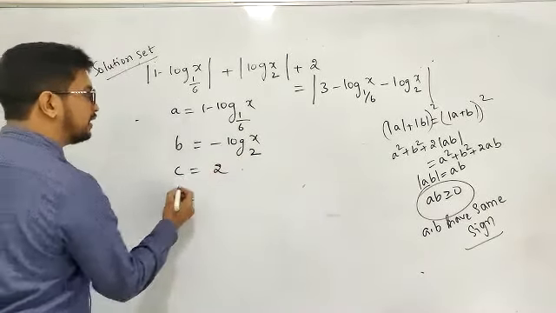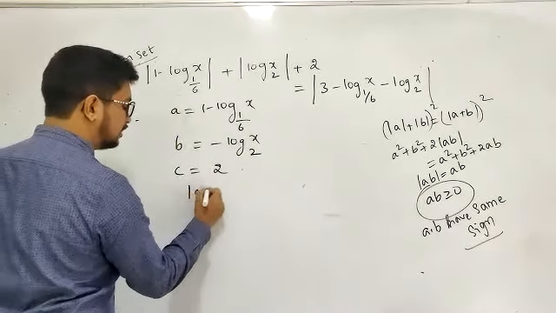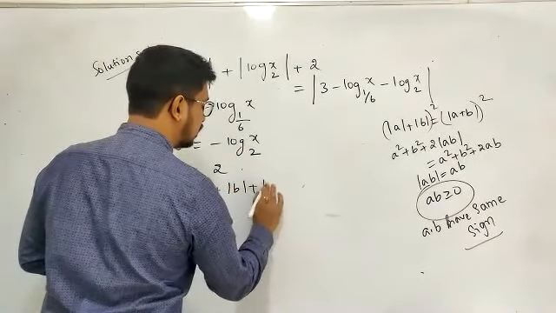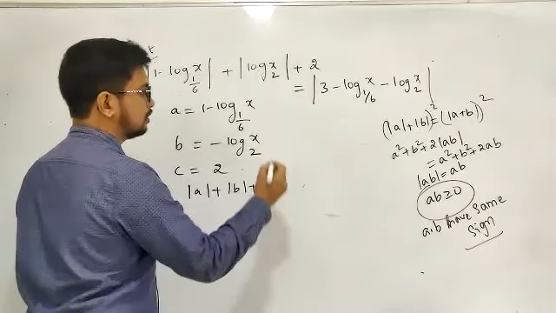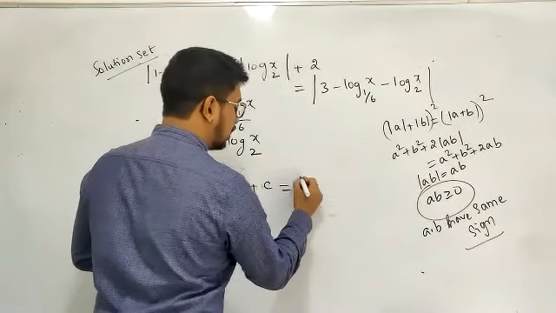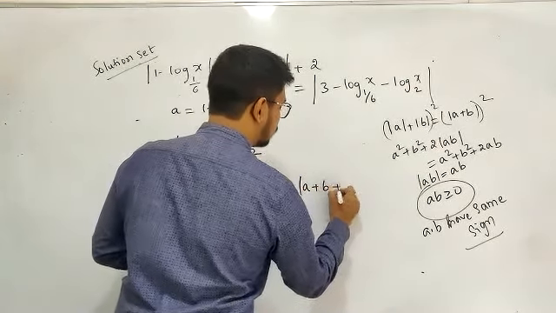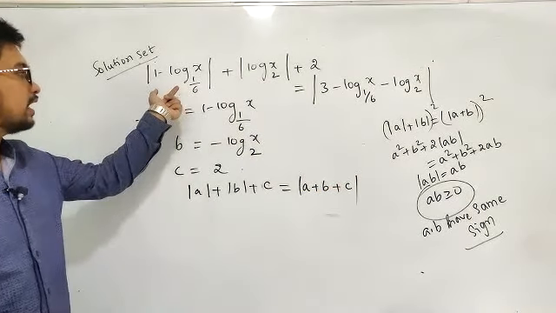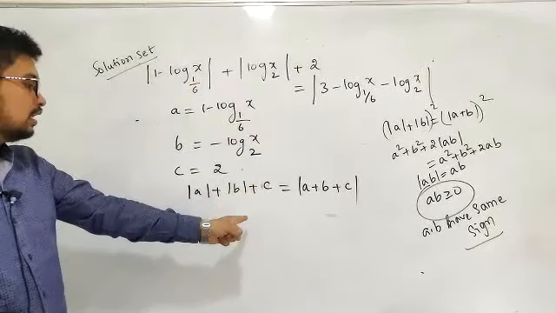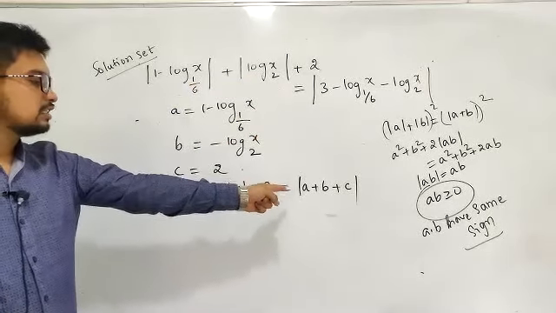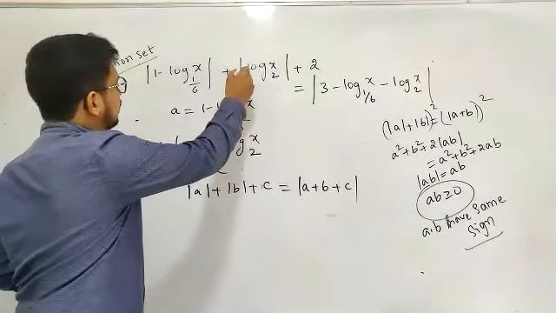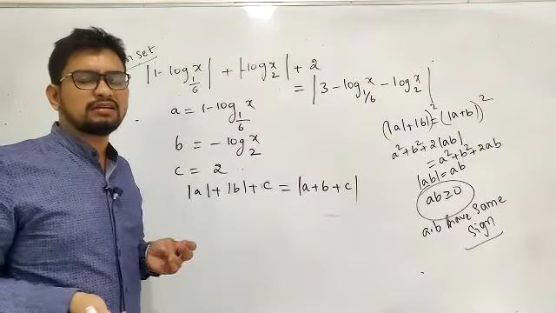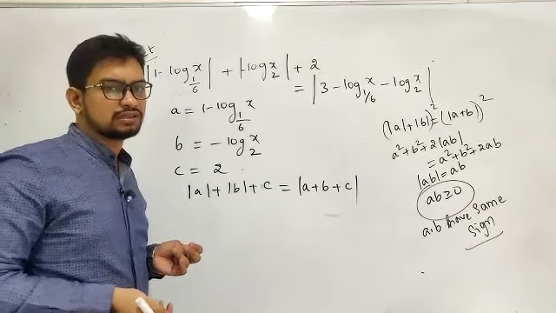Similarly, let's take this part. This is given as mod A plus mod B plus C, which is mod of A plus B plus C. You can observe this problem. I can write minus inside the modulus also, because mod of -1 is nothing but +1. There's no issue with this, right?